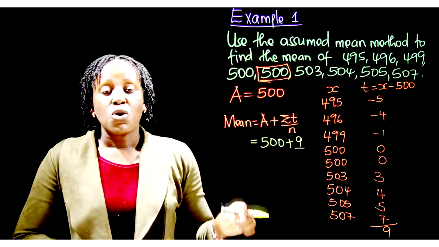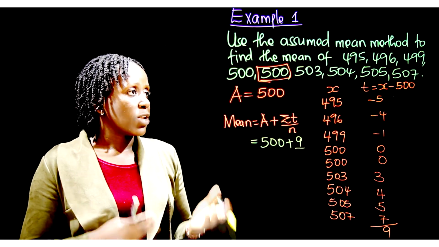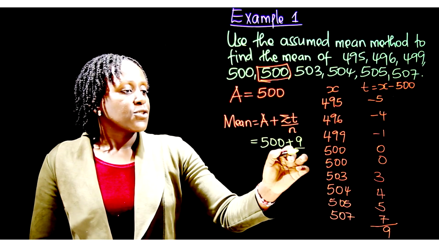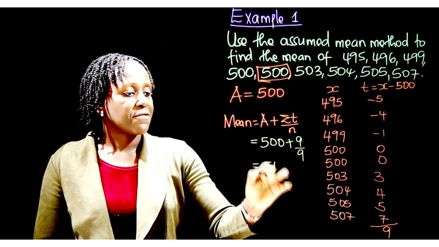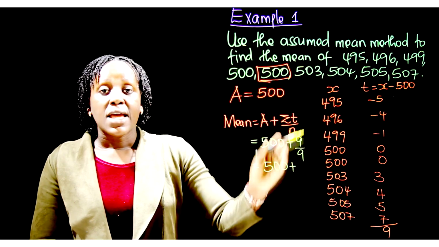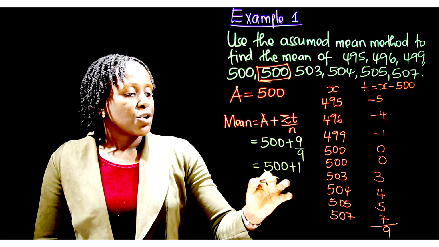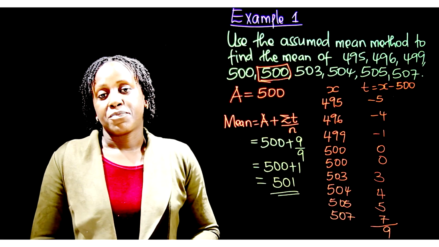Divide by n, which is the number of data entries in this particular question, and we found that they were all 9. So divide by 9. So this becomes 500 plus 9 divided by 9, which is 1. And if you add the 2, you obtain your value to be 501.